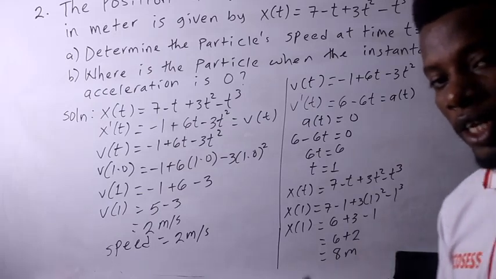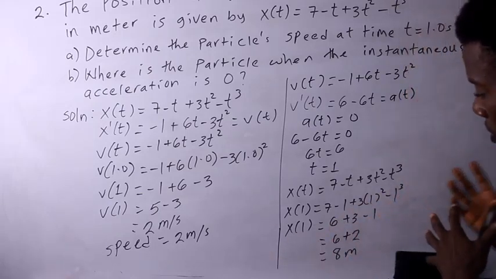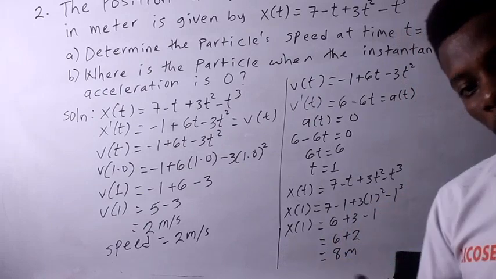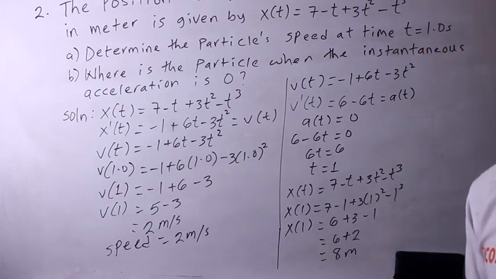So when the instantaneous acceleration is 0, the particle is 8 meters away from its starting point.